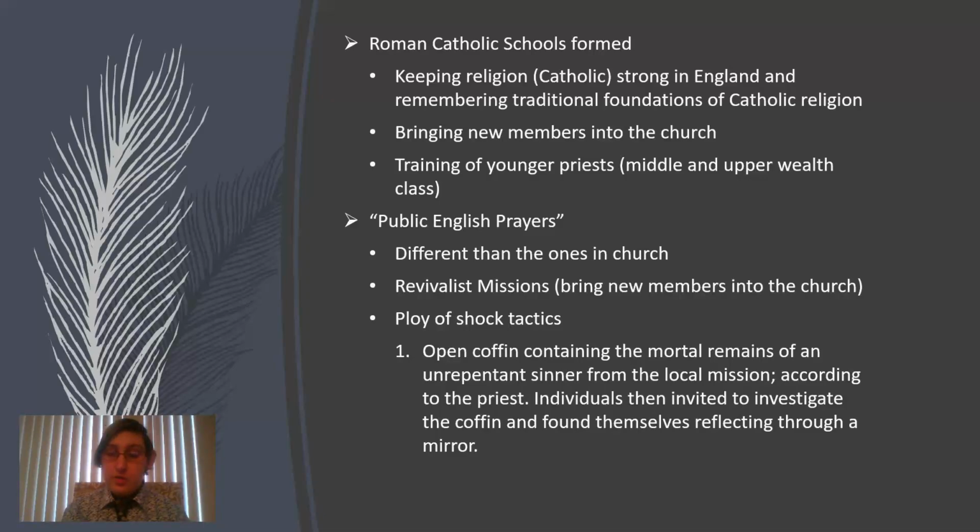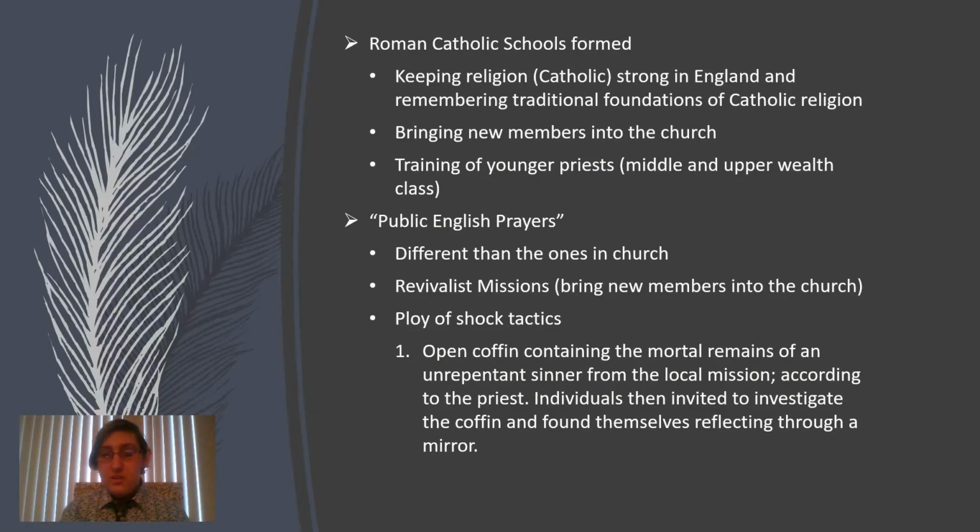One of their main goals was bringing younger individuals from the middle and upper wealth classes in England into these schools to train them to become priests, as a way to bring new members into the church. This was done through revivalist missions, and one of the methods involved was public English prayers, which were different from the ones in church, as they were easier and more understandable to the common people.